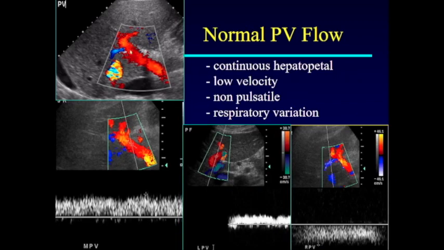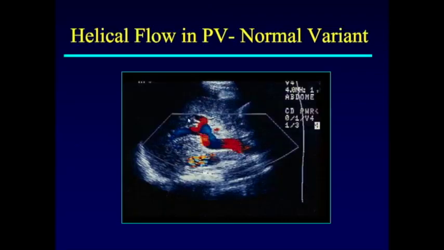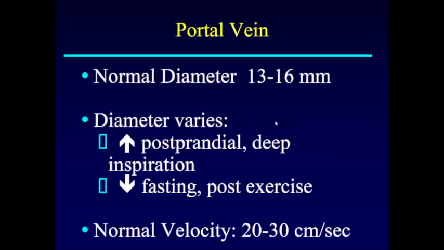So here you have the normal main portal vein as it goes into the liver. It is hepatopedal with continuous forward flow, low velocity, it's non-pulsatile, and there are changes with respiratory variation. Obviously, the left portal vein is also antegrade in flow, displayed above the baseline, and then the right portal vein dives deep into the right lobe, and therefore you have the flow displayed below baseline. This is what you sometimes can see. This looks like a yin-yang type appearance in the portal vein. That's the helical flow. That's a normal variant.